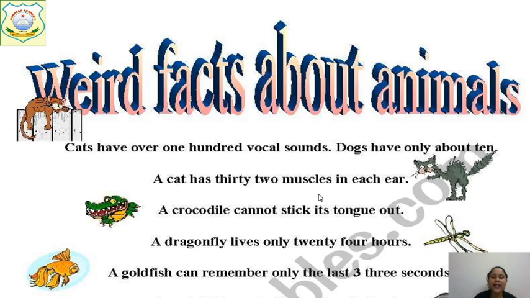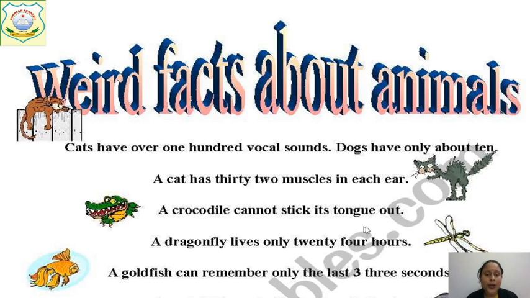Okay. A cat has 32 muscles in each ear. So when you see a cat's ears, everyone has seen a cat's ears. Now how many muscles are there? There are 32 muscles in each ear of a cat.